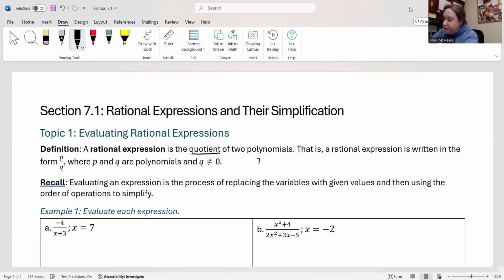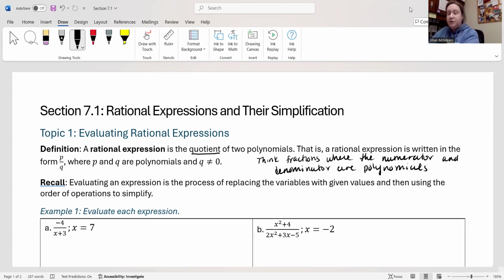So think fractions where the numerator and denominator are polynomials. As much as we love fractions, now imagine a fraction that contains algebra in it. That's basically what we're doing here. We just have to always remember that whatever the case is, the denominator cannot equal 0, and that's going to come up in just a few minutes.